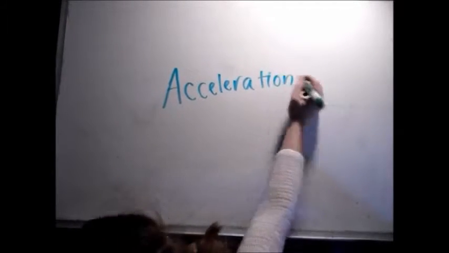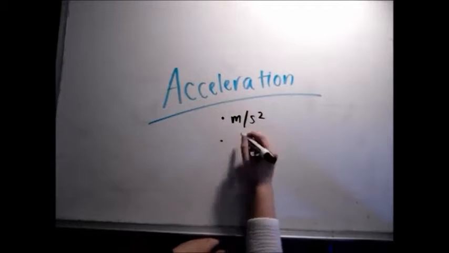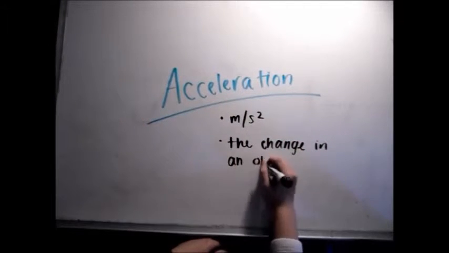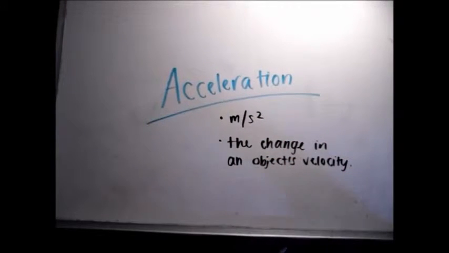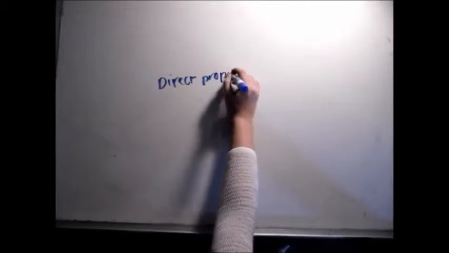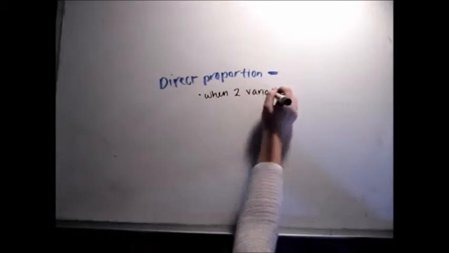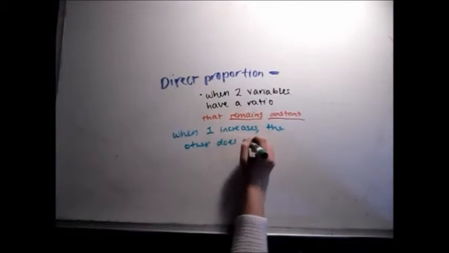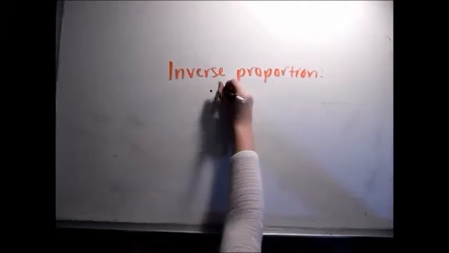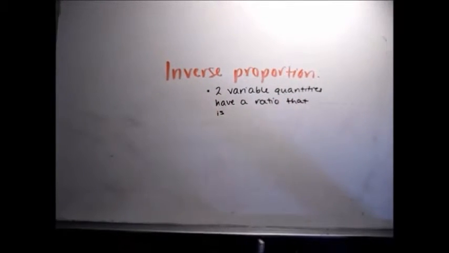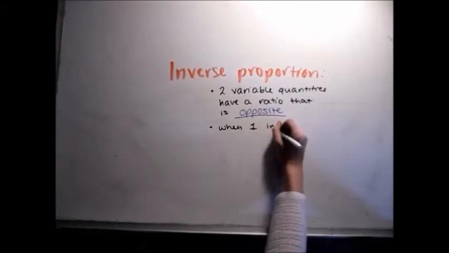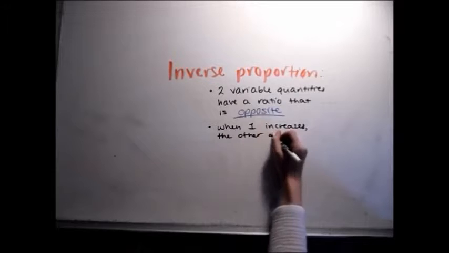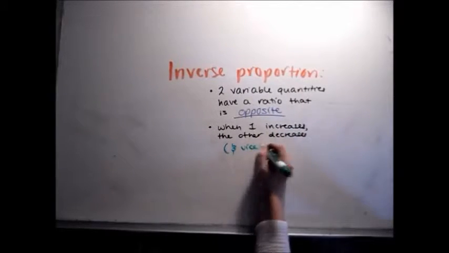Acceleration is measured in meters per second squared and is the change of speed or velocity. Direct proportion is when two variable quantities have a ratio that remains constant. When one increases, the other does as well. Inverse proportion is when two variable quantities have a ratio that is opposite of each other. When one increases, the other one decreases, and when one decreases, the other increases.